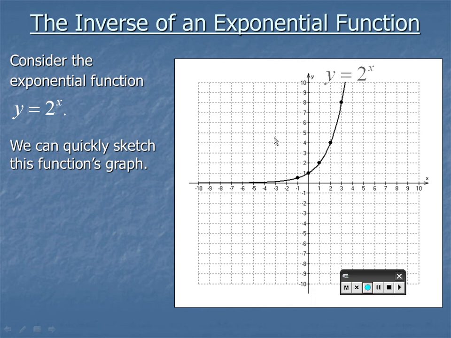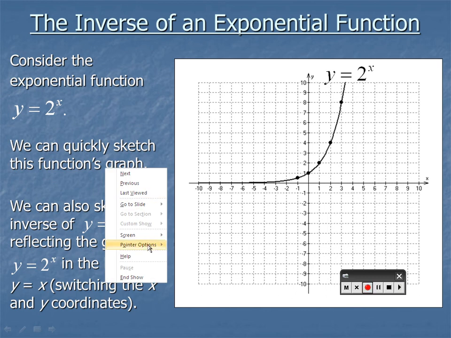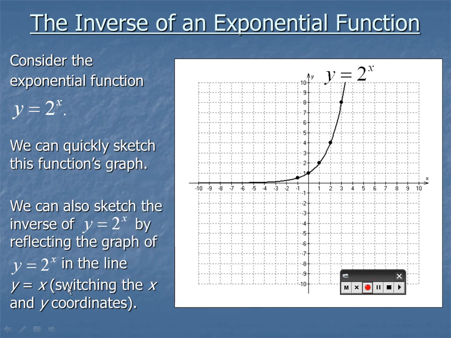Now, to reverse the roles of x and y, there are two ways to look at it. One is to look at it as reflecting the graph y equals 2 to the x in the line y equals x, which is switching the x and y coordinates. You see right down here, switching the x and y coordinates. And I'm experimenting here a little bit with this stuff, so I'm going to turn the highlighter on.